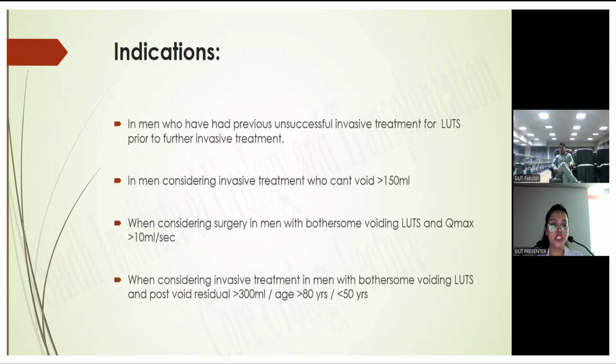For male patients specifically, UDS is indicated in men who have had previous unsuccessful invasive treatment for lower urinary tract symptoms prior to further invasive treatment.